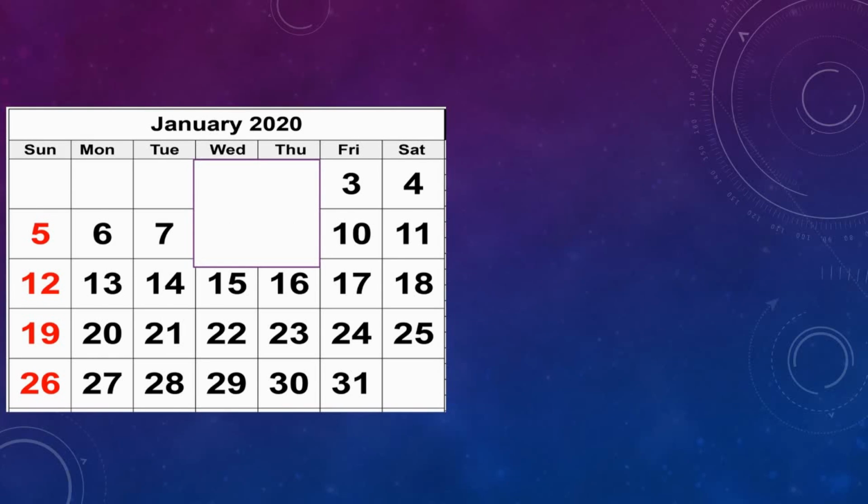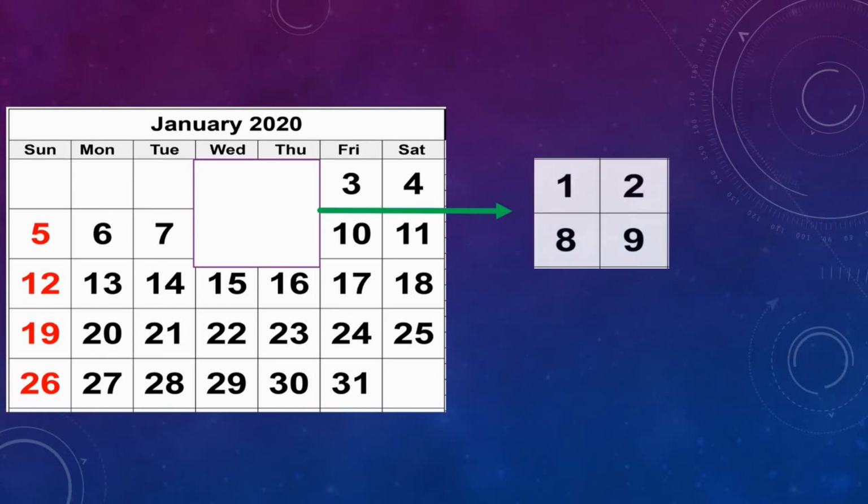In this calendar of January 2020, we'll take a set of 4 cells. Let it be 1, 2, 8 and 9. Now add it from corner to corner. 1 plus 9 and 2 plus 8. Now you can see that the sum obtained for both is 10. If you do it for any 2x2 cells, you will get the sum equal to the other. Check it out with others also.